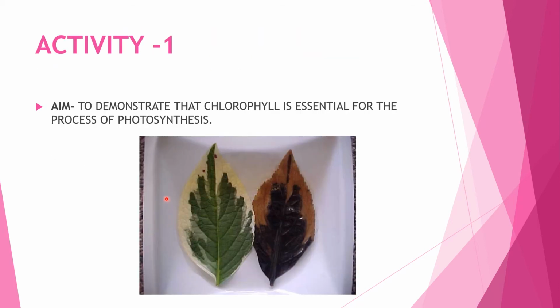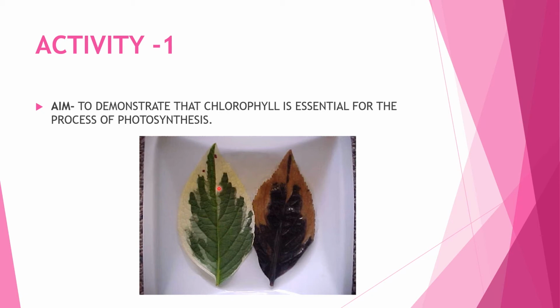So in your NCERT we have two activities, that is 6.1 and 6.2. In activity 1, the aim of that activity is to demonstrate that chlorophyll is essential for the process of photosynthesis. For that they have taken a variegated leaf. Variegated leaf means that in some places there is a yellow portion and in some places it is green.